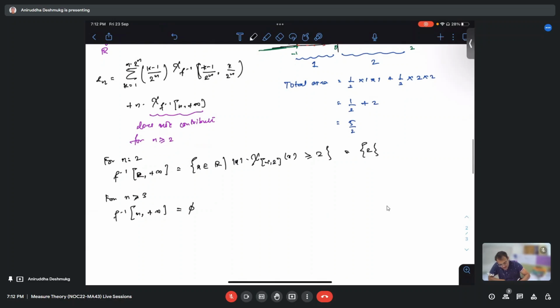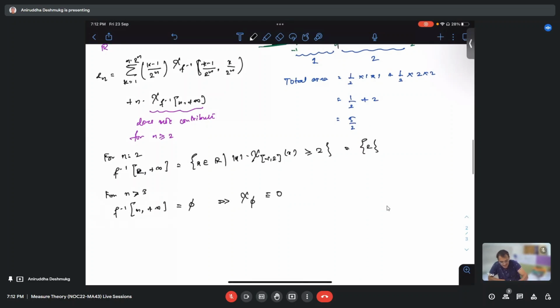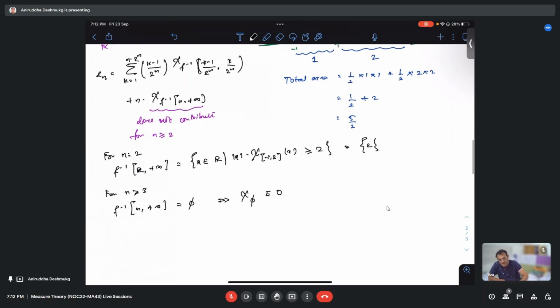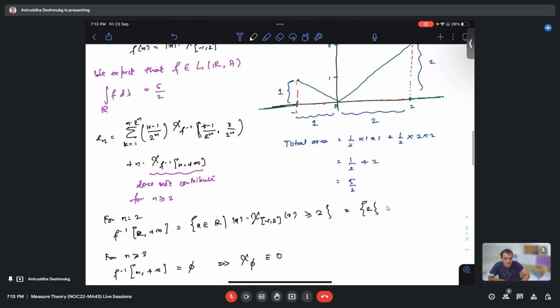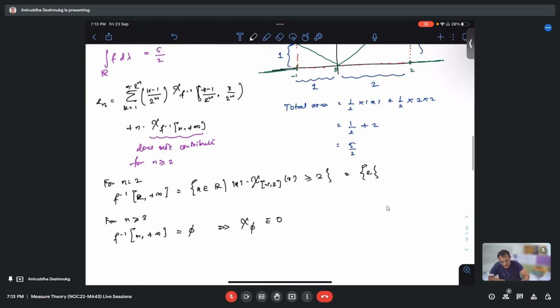Now, since this is empty, chi of the empty set is identically 0. So it doesn't give anything in the integral. Now let us compute this S_n for, say, n equal to 1 and n equal to 2. We'll see how we get these step functions here, and then for arbitrary n we'll directly write it.